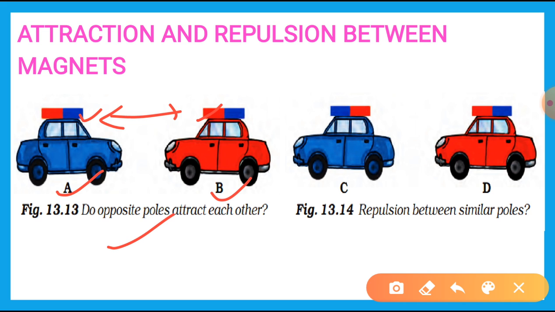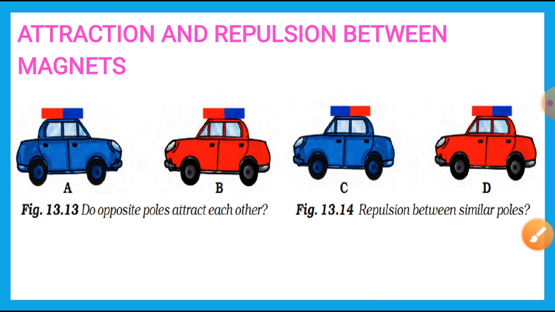Here you can see similar poles are in front of each other. So this time these toy cars will go away. This is called repulsion. So we can conclude that like poles repel, unlike poles attract.